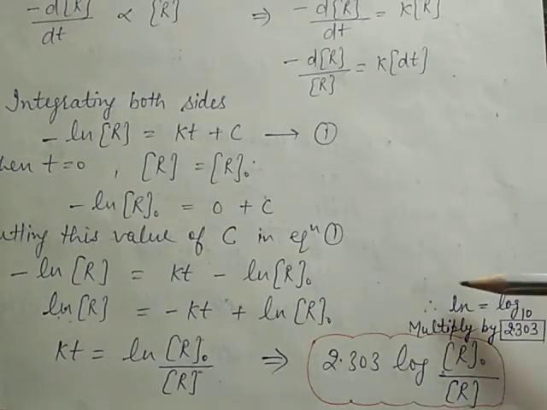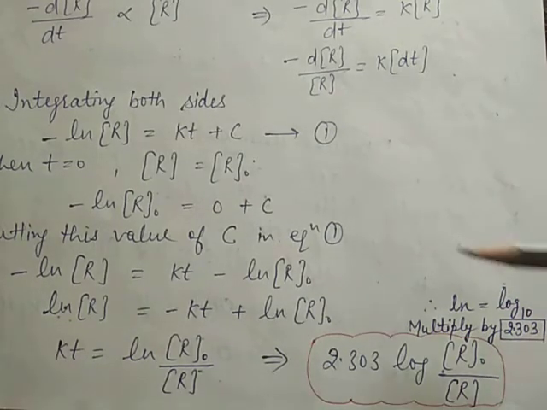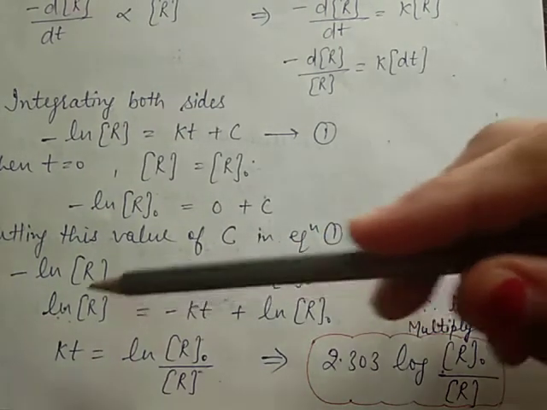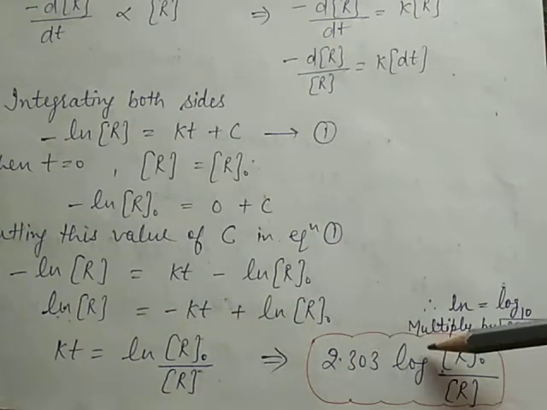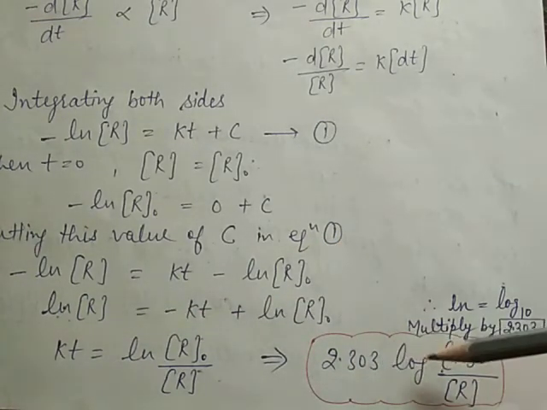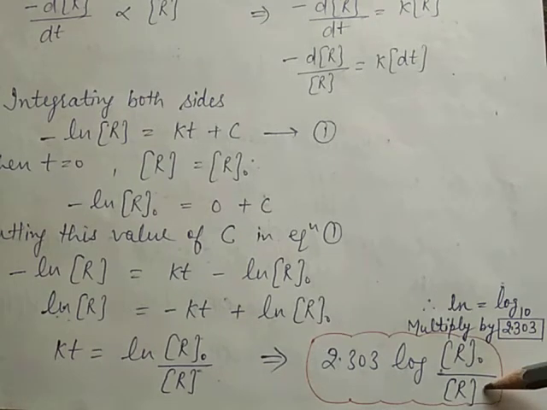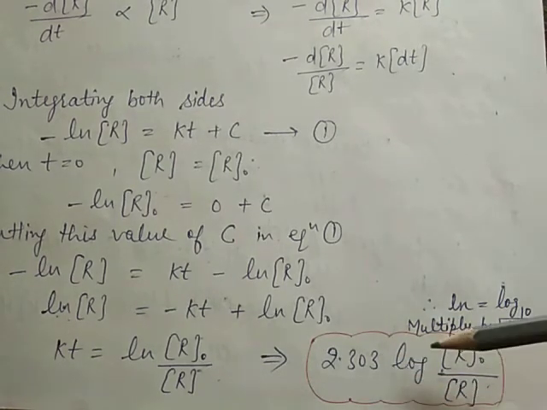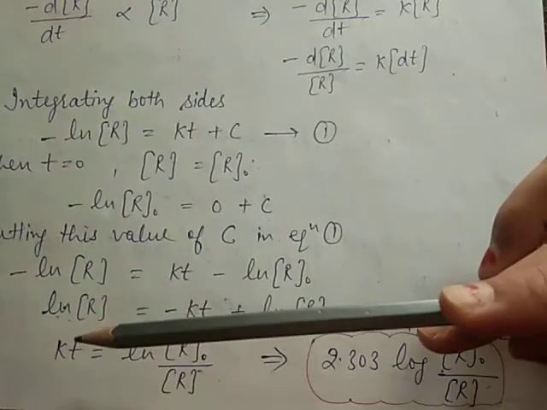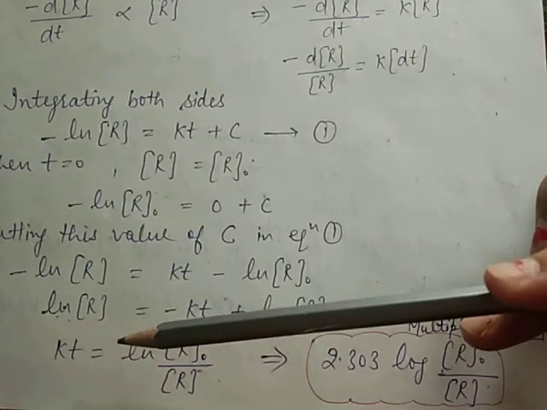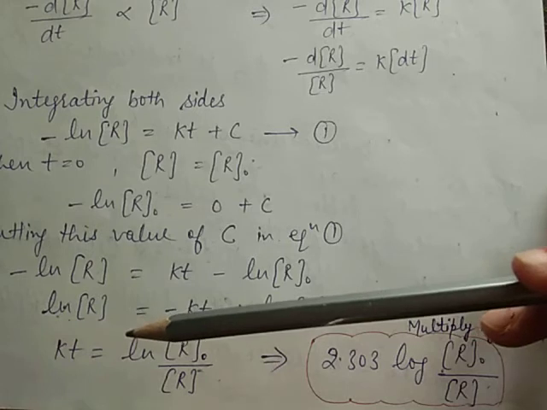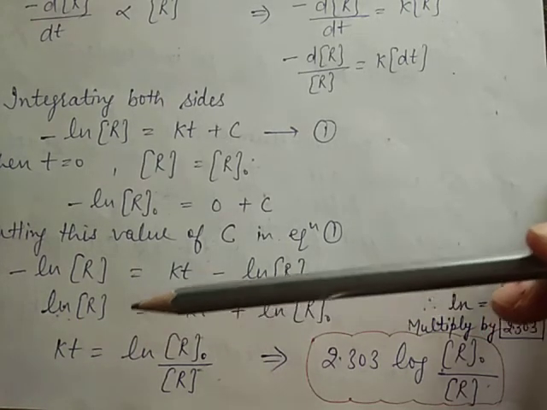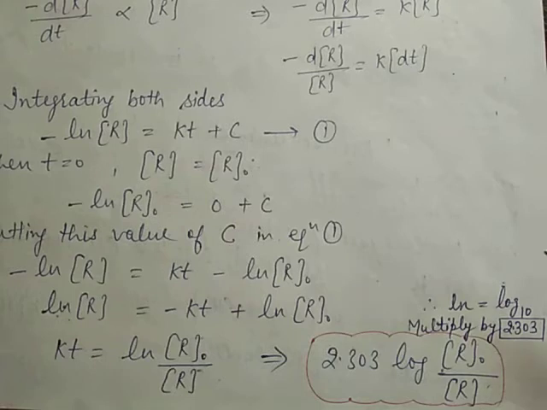If we change the ln to log to the base 10, then it is multiplied by 2.303, meaning kt is equal to 2.303 log of R naught by R. So by the help of this formula, we can easily calculate the rate constant k and easily calculate the time for the first order reaction. So this formula is very important for the numericals.